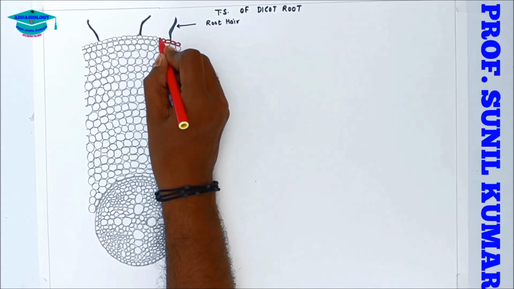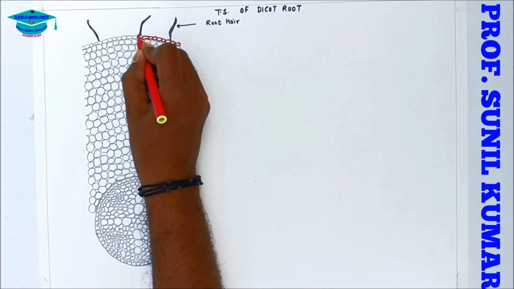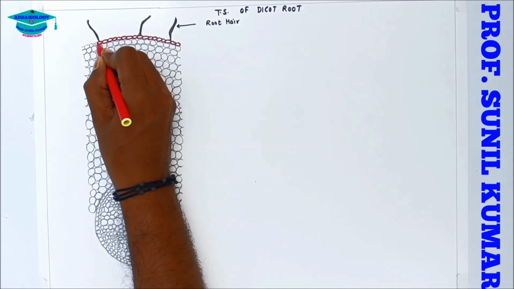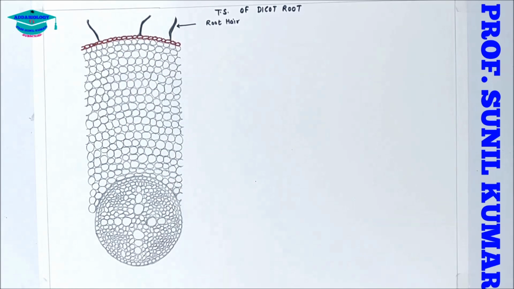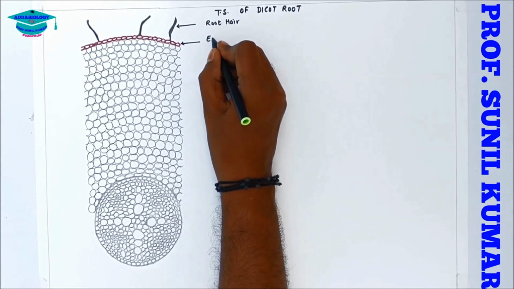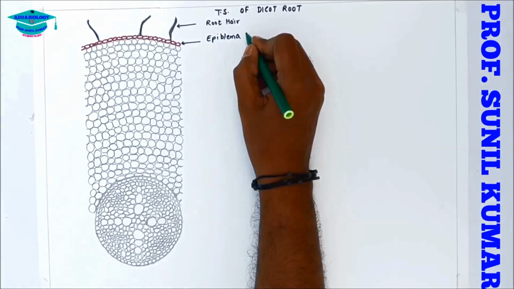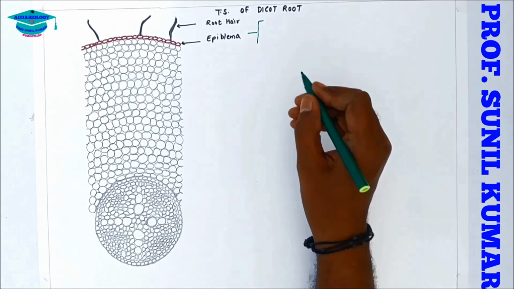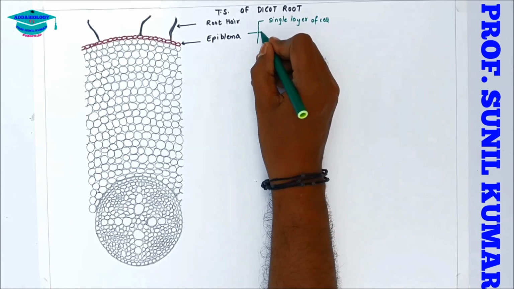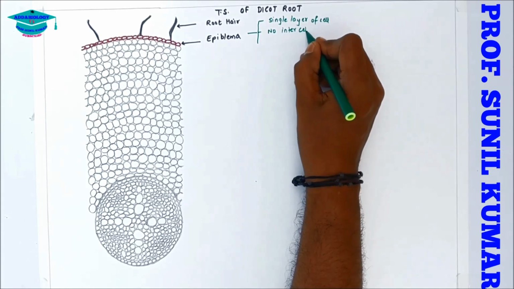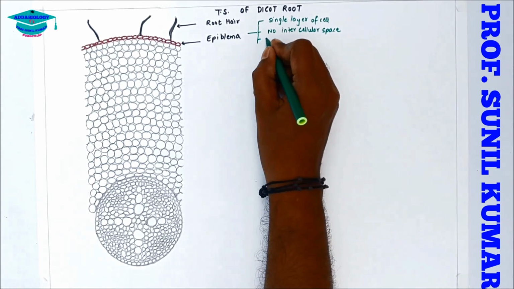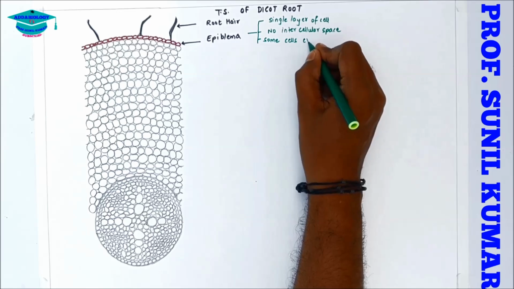Whenever we talk about root hair, we need to understand that below this root hair we have a single layer. These cells form a layer called epiblemma. Now this epiblemma cells extend to form the root hair, which helps in the absorption of water. Epiblemma is a single layer of flat cells. There is no intercellular space in the epiblemma cells, and some cells extend to form the root hair structure.